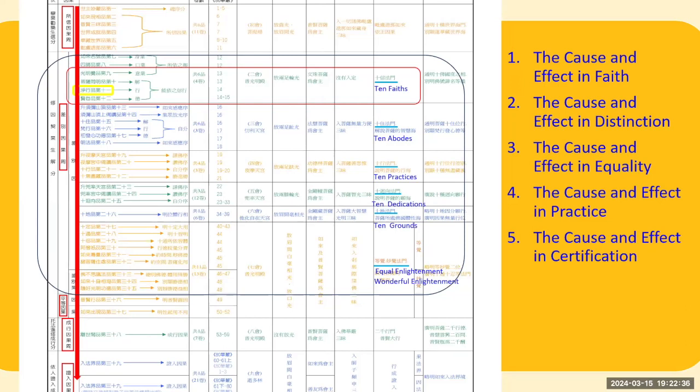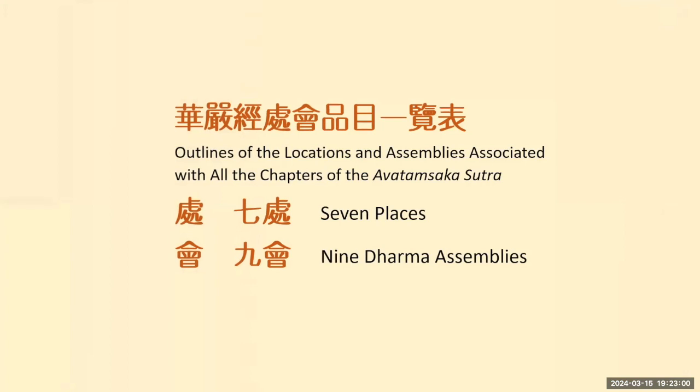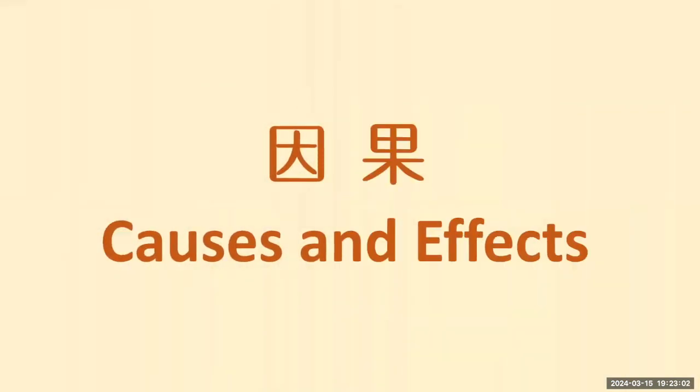The Pure Conduct chapter is located at the stage of 10 faiths and is included in the Dharma door of 10 faiths. We can see that the 5 phases of cause and effect span through the entire 80 rolls of the Avatamsaka Sutra. The Avatamsaka Sutra is mystical, but it ultimately centers around the concept of cause and effect.